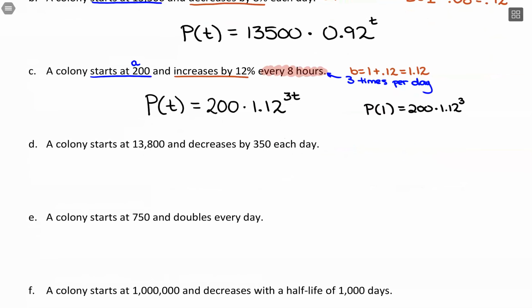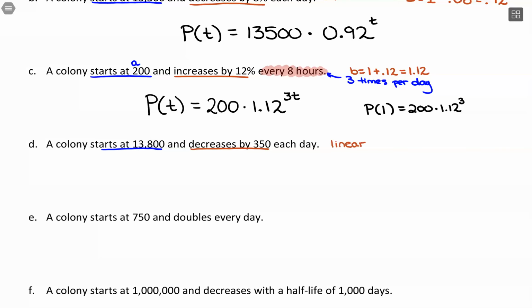All right. This next one, a colony starts at 13,800 and then decreases by 350 each day. Now here's a little twist too, because this isn't a percentage and it's not giving me a factor. It's not like we're doubling or tripling, which we'll talk about in the next example. It's just decreasing by a certain amount, which we talked about in the last video. We would just be subtracting 350 each month. And with that, this is actually linear.